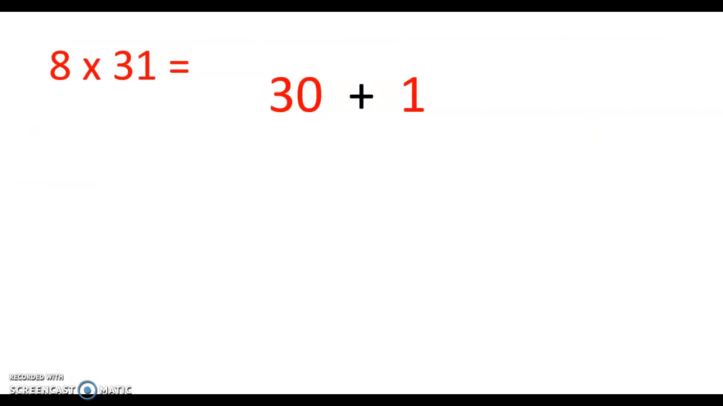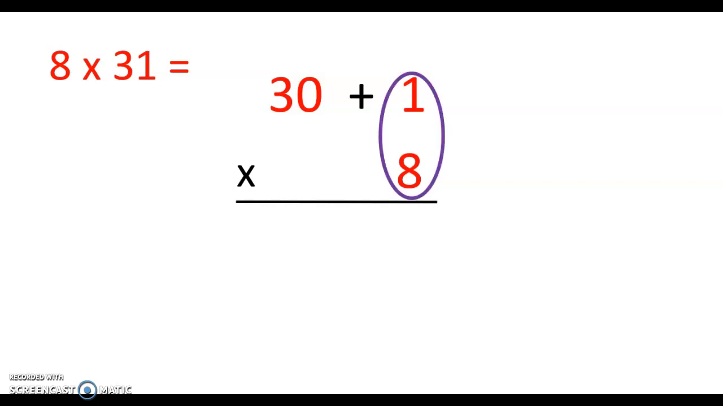First thing, I'm going to take my larger number and expand it. 30 plus 1 times 8. I'm going to write that 8 underneath the 1 because that is the same place value. Then I'm going to become like a sprinkler. That 8 is going to spray onto the other ones. And I like to actually start in the ones place.